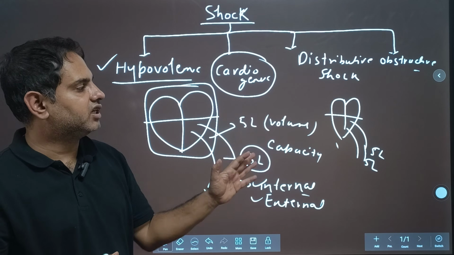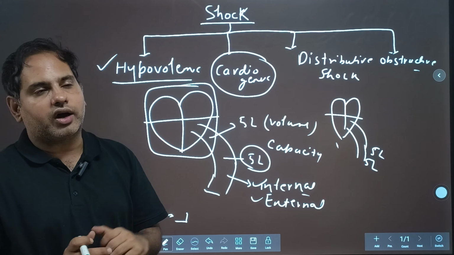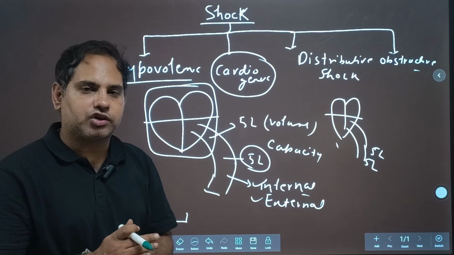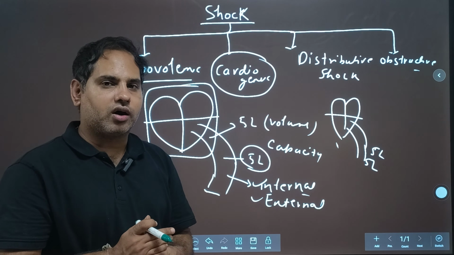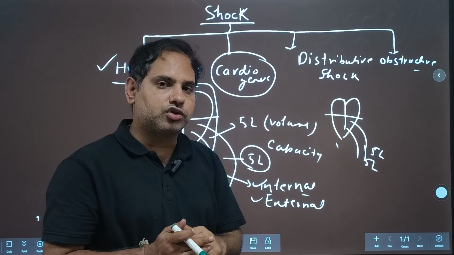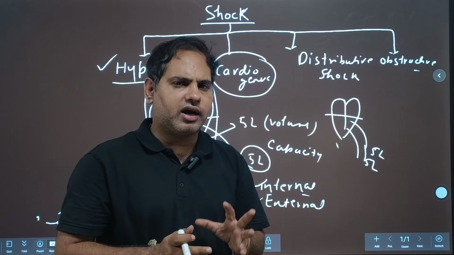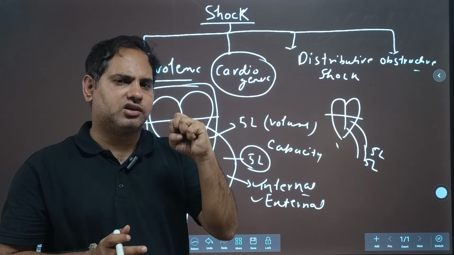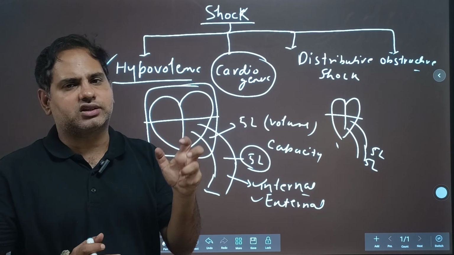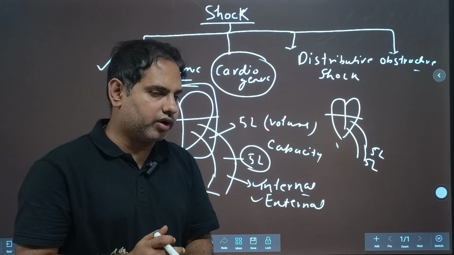We will discuss in detail the different shocks in distributive shock, like septic shock, anaphylactic shock, and neurogenic shock. These are examples of distributive shock. And obstructive shock, as its name indicates, is due to an obstruction in the cardiovascular system, which could also result in shock. One by one we are going to discuss.